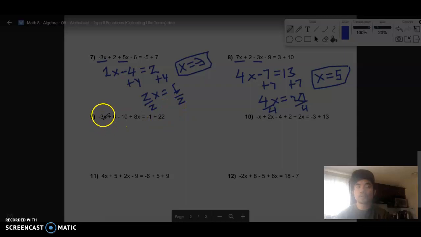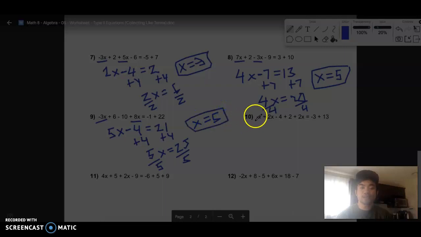So let's continue. Negative 3x plus 8x is actually 5x. Plus 6 minus 10 is actually negative 4. Negative 1 plus 22 is actually 21. Okay, now I'm going to add 4 on both sides, and I should get 5x equals 25. Now, because you're multiplying, what is the opposite? I'm going to divide by 5 on both sides, and I should get x equal to 5. Okay? Now, let's move on to this one.